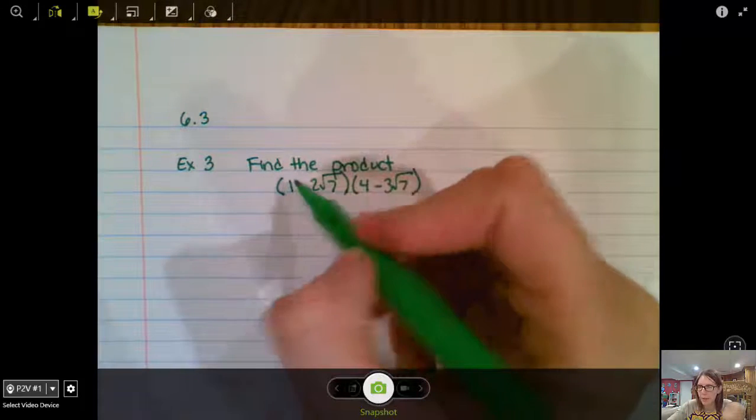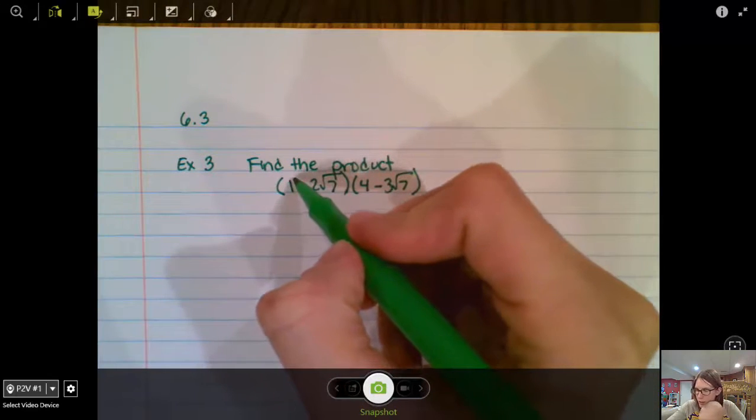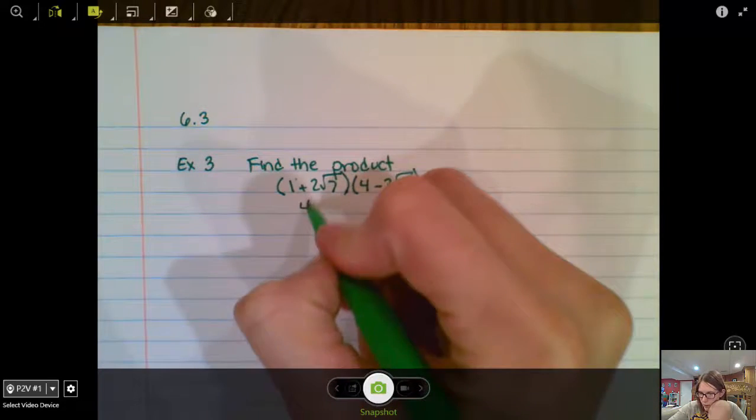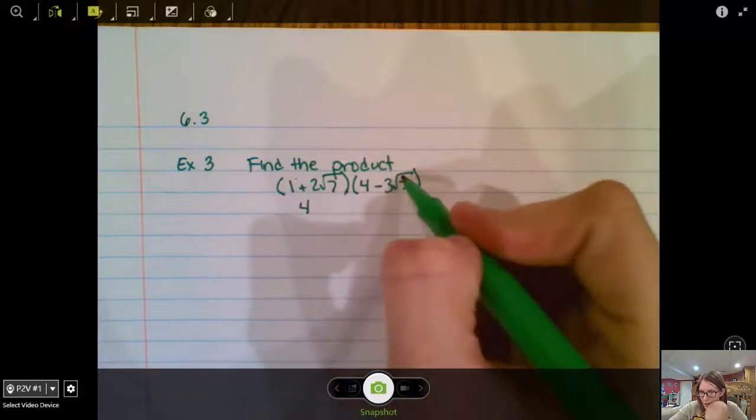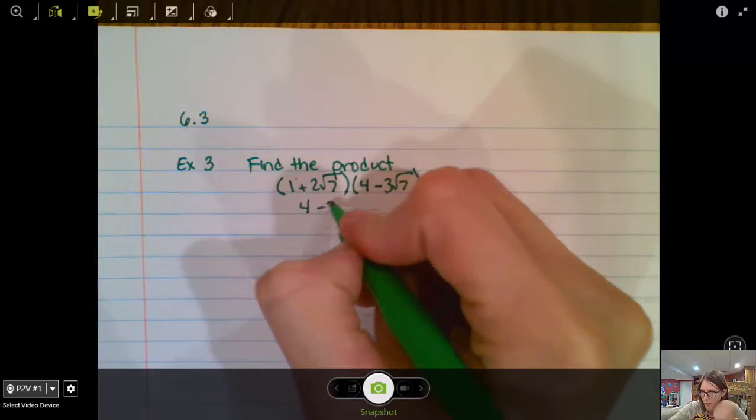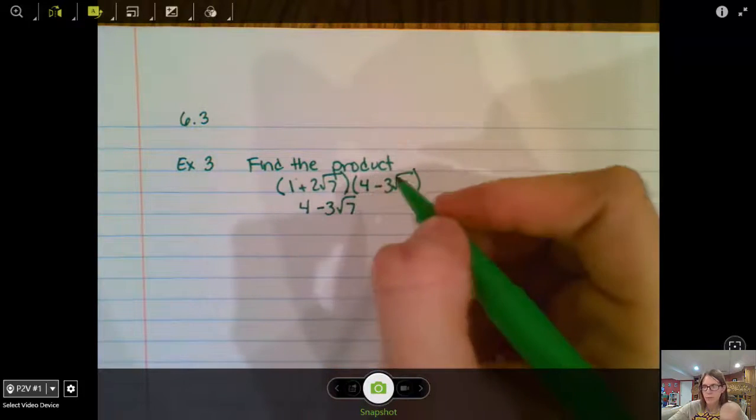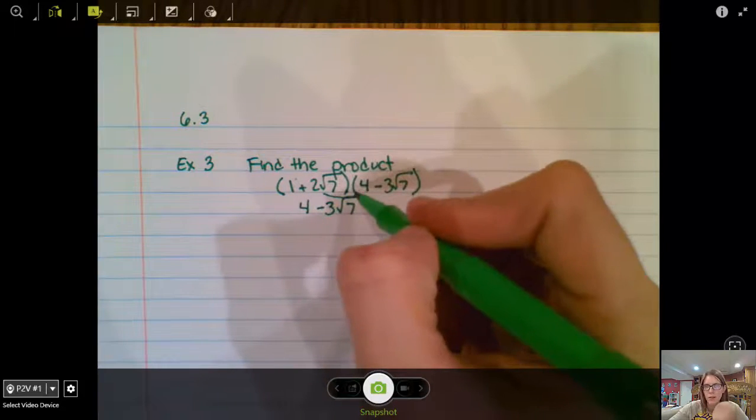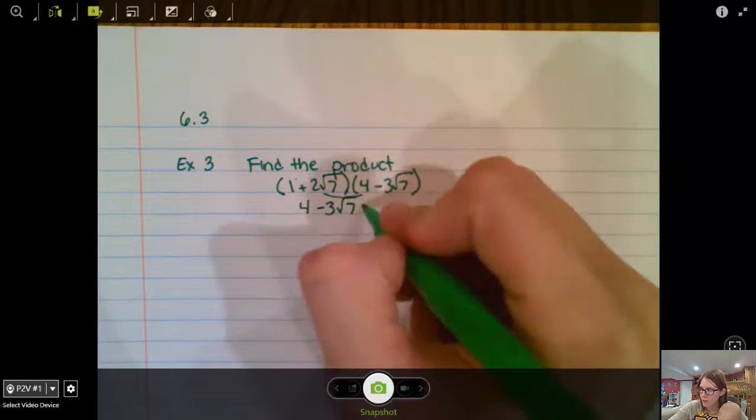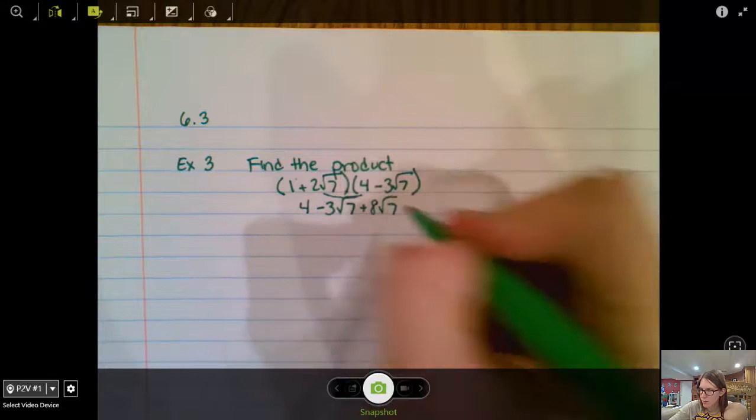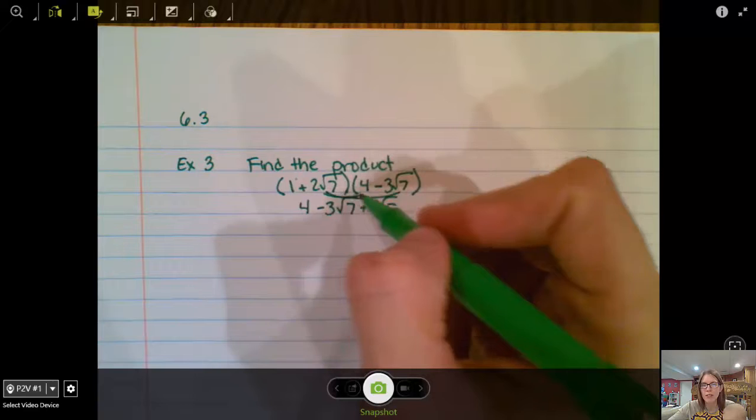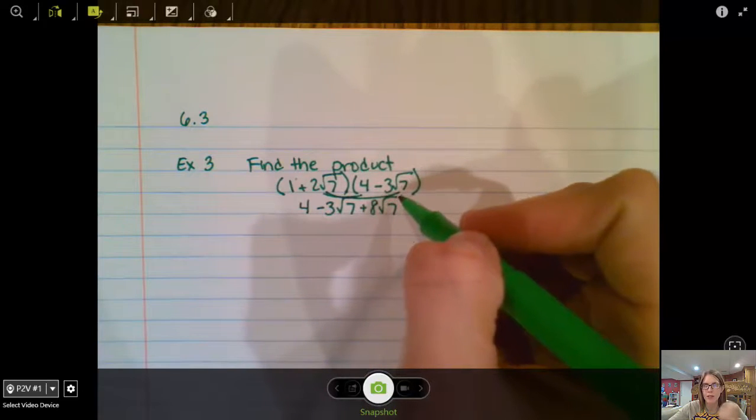So we still use our FOIL. Make sure each term gets multiplied by the others. 1 times 4, 1 times negative 3 square root of 7, and then the inside term here, 4 times 2 radical 7, and the trickiest part right here, 2 radical 7 times the negative 3 radical 7.